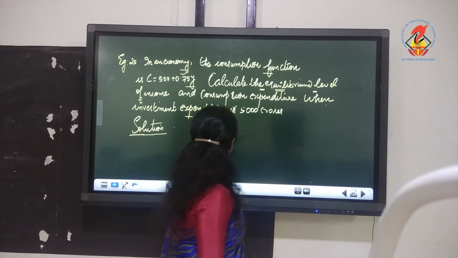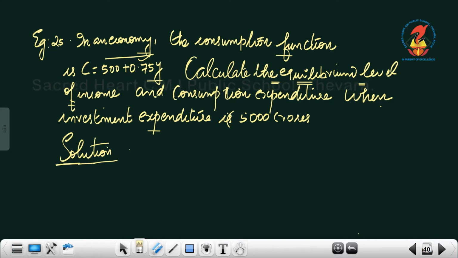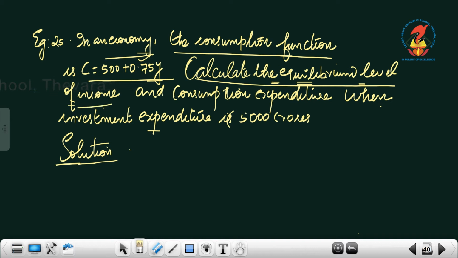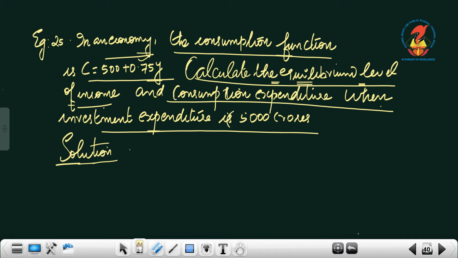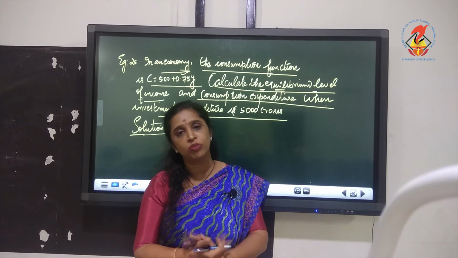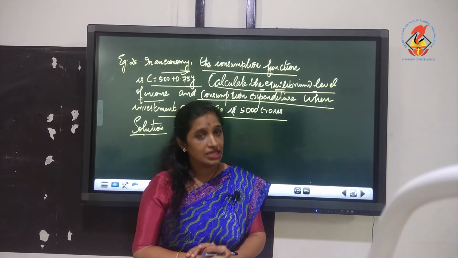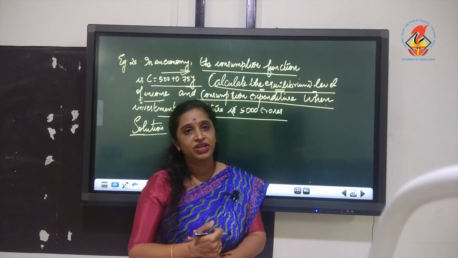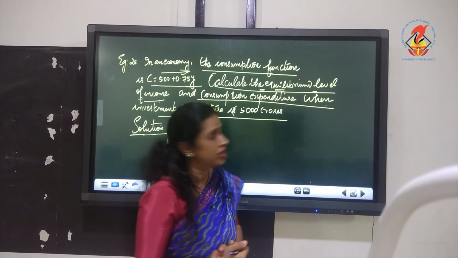Example number 25: in an economy, the consumption function C is equal to 500 plus 0.75 Y is given. Calculate the equilibrium level of income and consumption expenditure when the investment expenditure is given as 5,000 crores. It is the same problem that we have to do. Now I'll explain the initial points which you have to keep in mind.